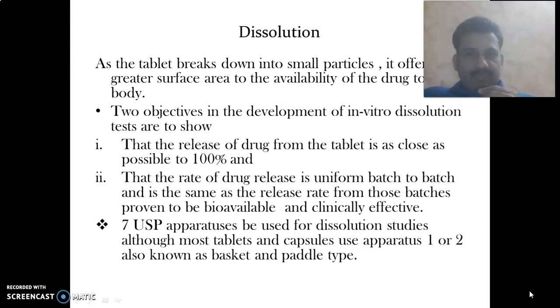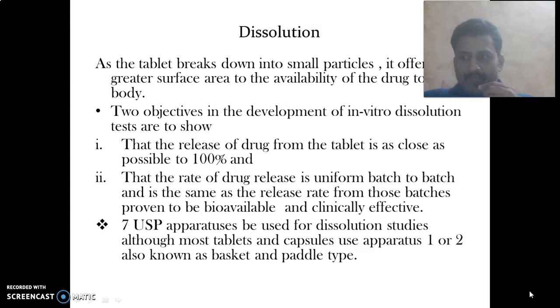or the release of the drug from the tablet is as close as possible to 100%, and that the rate of drug release is uniform batch to batch and the same as the release rate from those batches proven to be bioavailable and clinically effective. These 2 points are the main objective of this in vitro dissolution study.